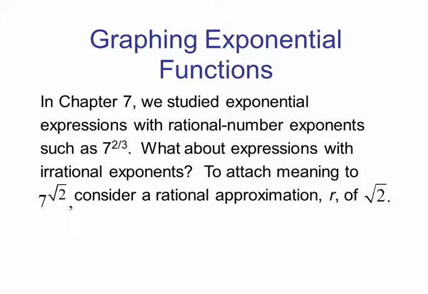So the first thing is just to talk about what an exponential function is and how we make sense of it. Okay? So we have looked at exponential expressions that have rational number exponents, like 7 to the 2/3 or 6 to the 1/4 or something like that. But what if we use irrational exponents? Well, to give it some kind of context, we will make a rational approximation of r. Okay, and you know how to do that. Take the square root of 2 on your calculator, and the number it spits back is just a rational approximation. It's rounded at some point, in other words.